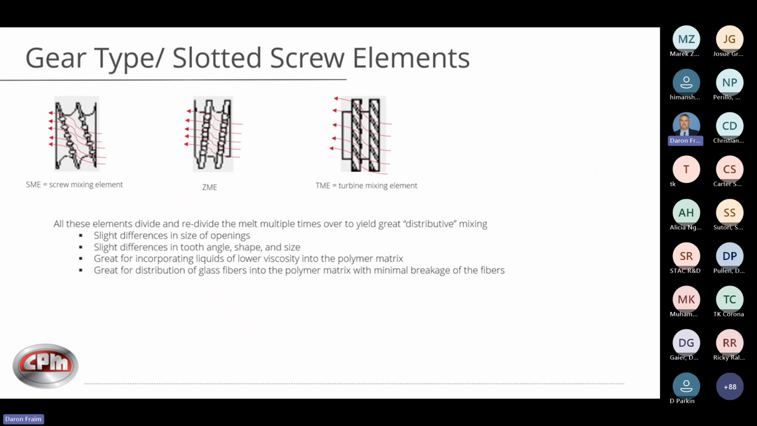But because those teeth and those slots are very thin, they don't capture much material between the tips and the barrel walls. So they're low dispersive, very highly distributive. Again, anytime you're dividing and redividing and splitting the melt, you're just simply distributing. And so these work very well for incorporating liquids of lower viscosity into the polymer matrix. They also work very well distributing glass fibers.